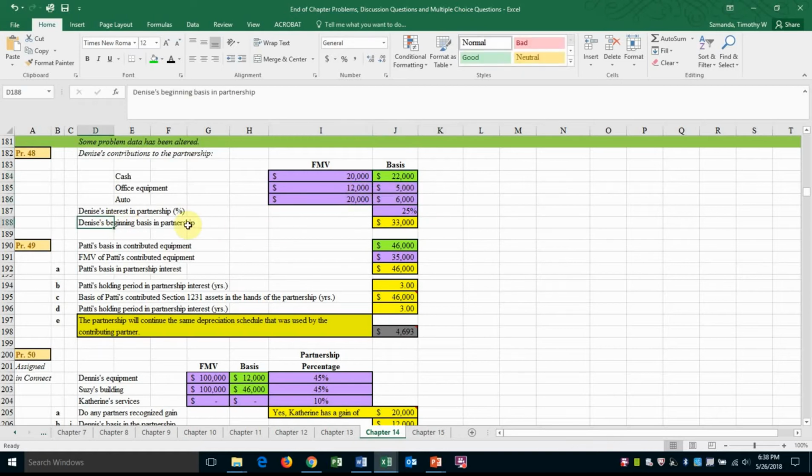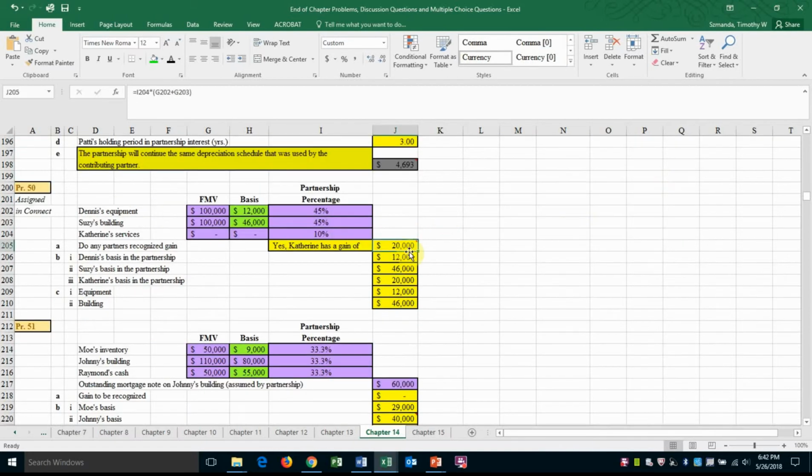So what is Denise's beginning basis then in this partnership? Well, in this case we would add the total of the 22,000, the 5,000, and the 6,000 for the cash, office equipment, and the auto. Again, just the basis we would sum together, and that gives $33,000, which is the amount of her initial basis.